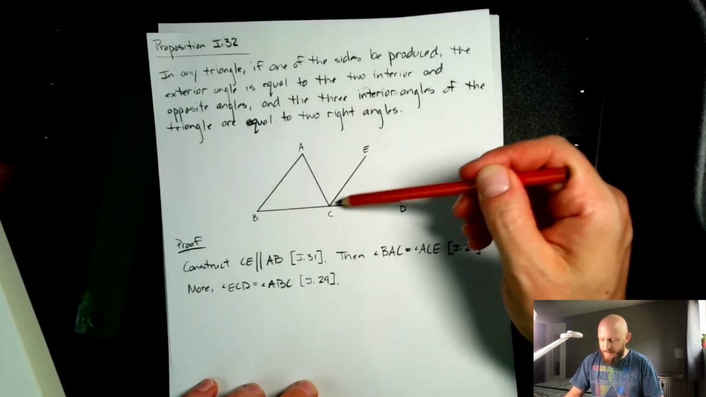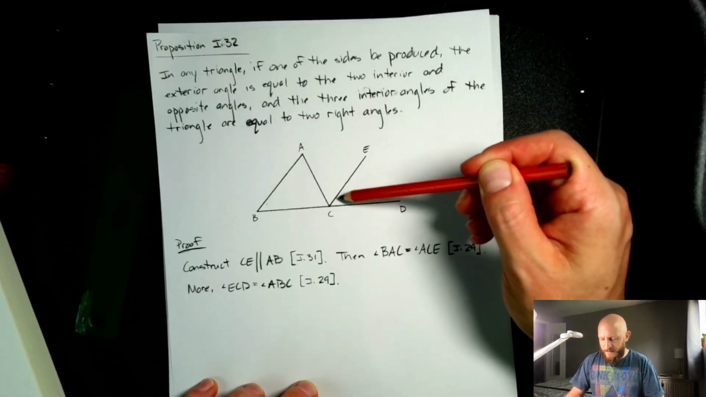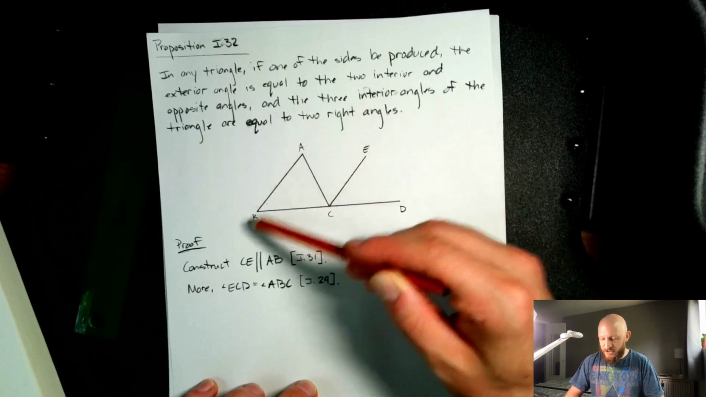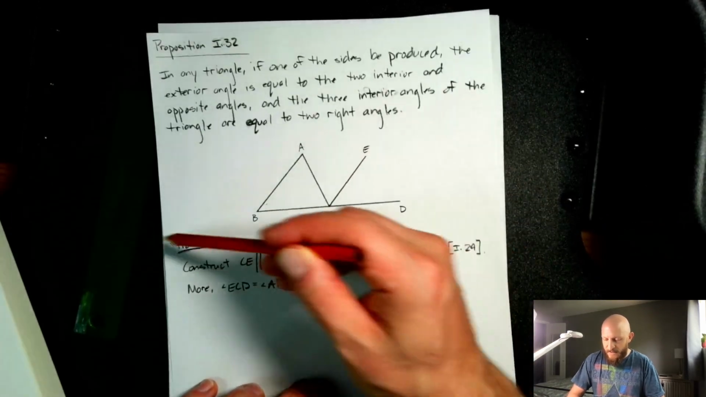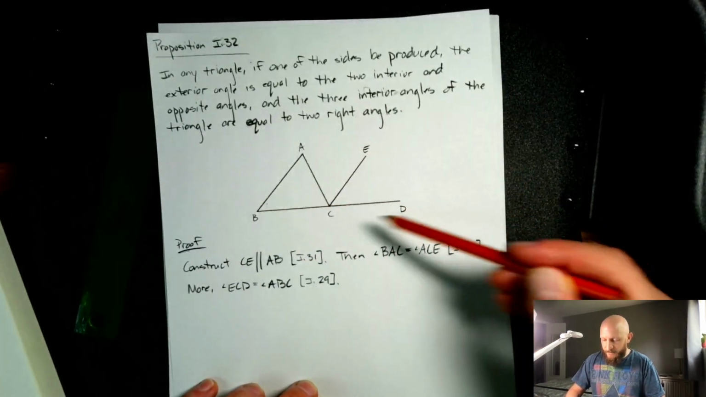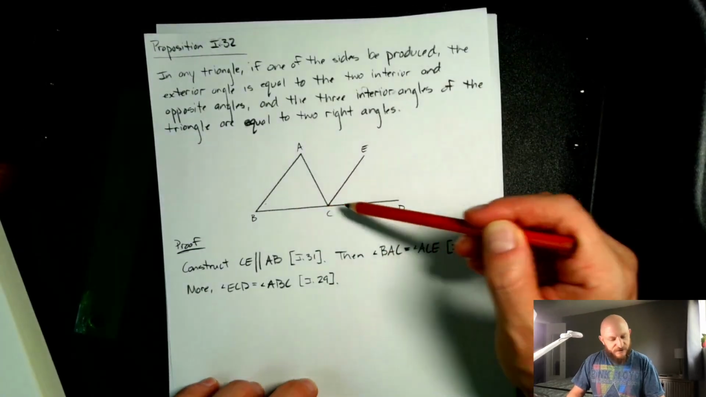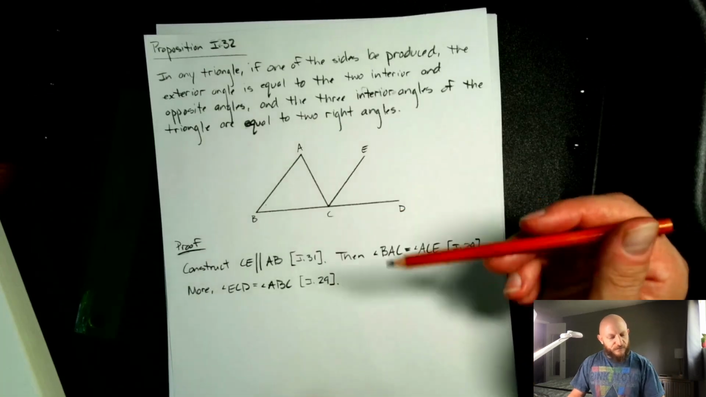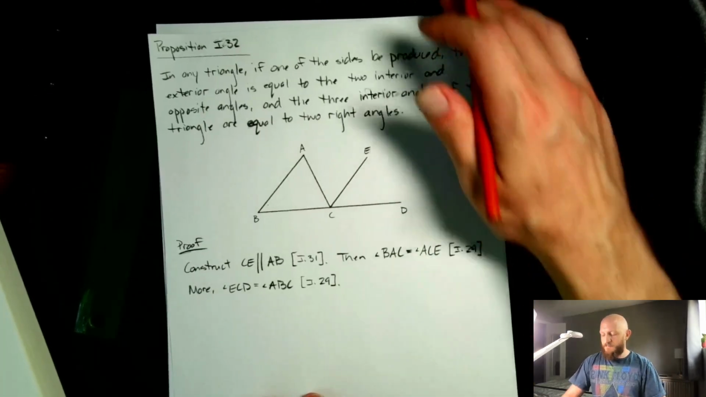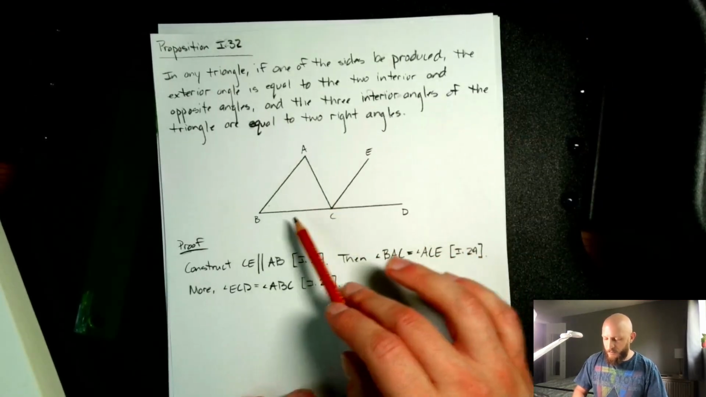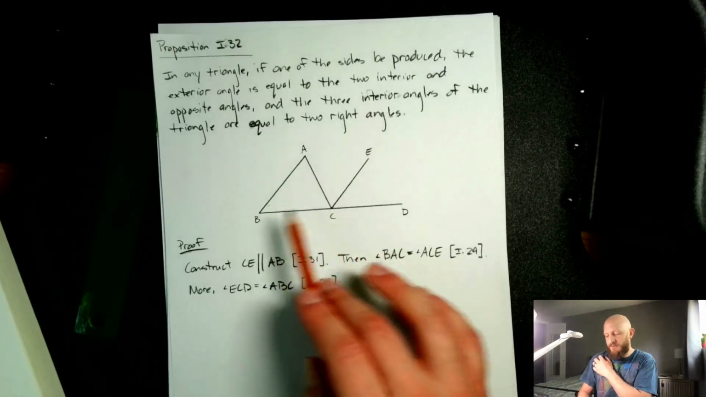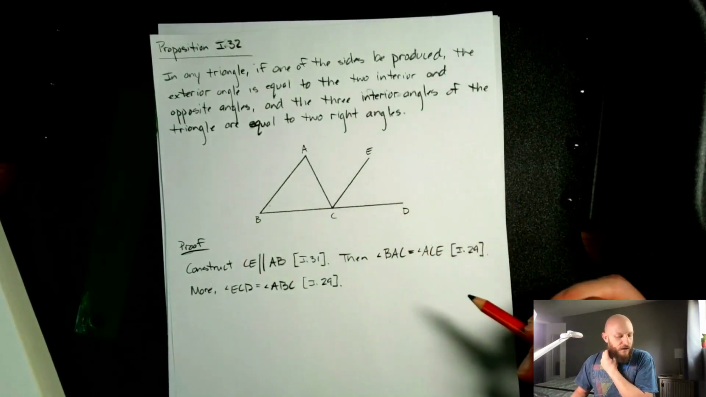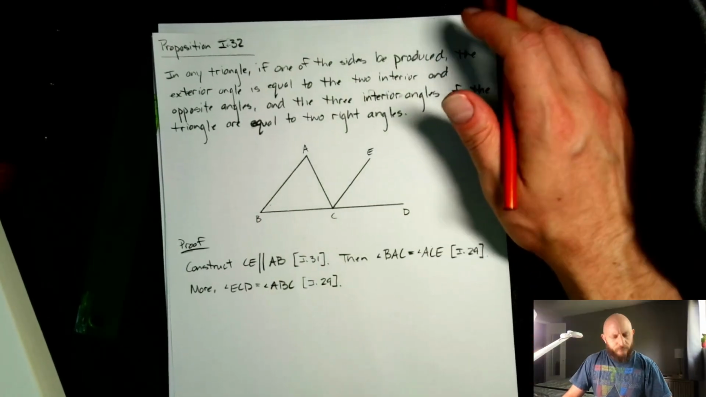So ECD is equal to ABC. Once again, if you imagine AB is parallel to CE, and then we draw this line cutting through, then the exterior angle is equal to the interior and opposite angle. I guess he doesn't quote it the way it's quoted in Prop 29, but that's where it's coming from: this angle right here, angle B, is equal to angle ECD because of the parallel lines.